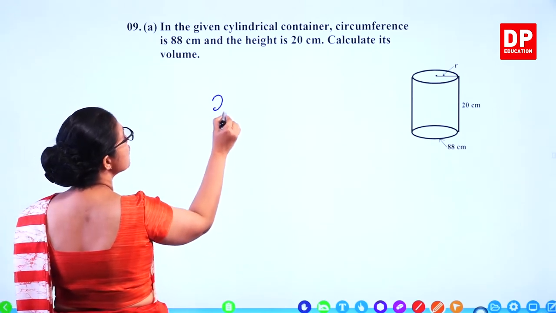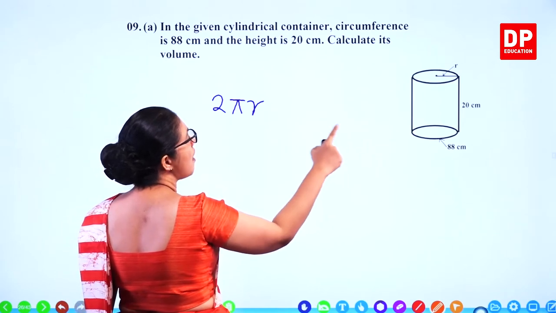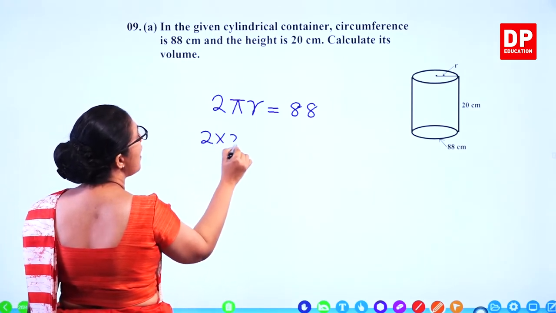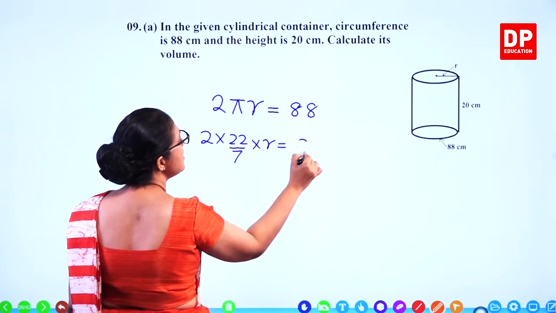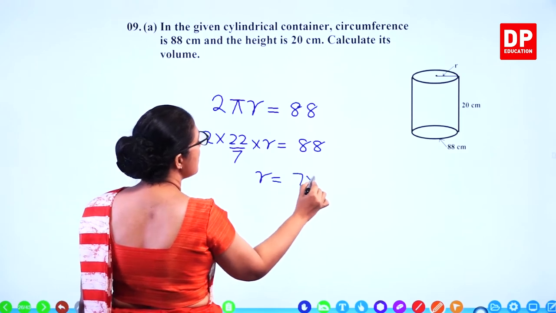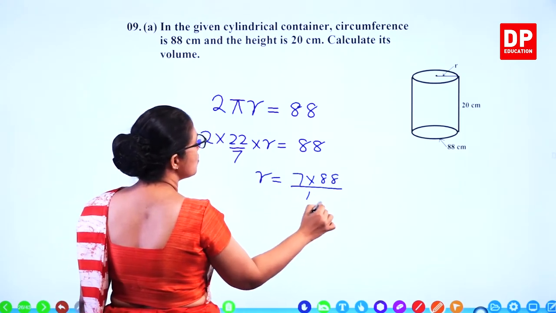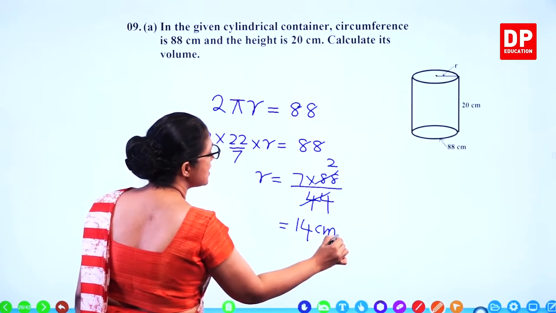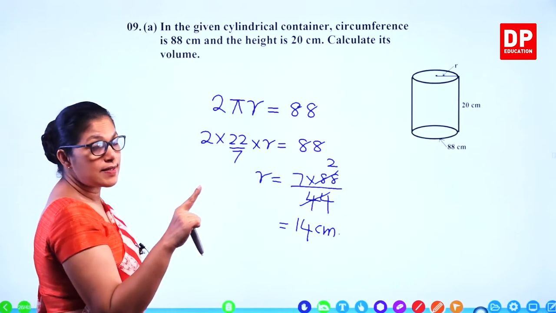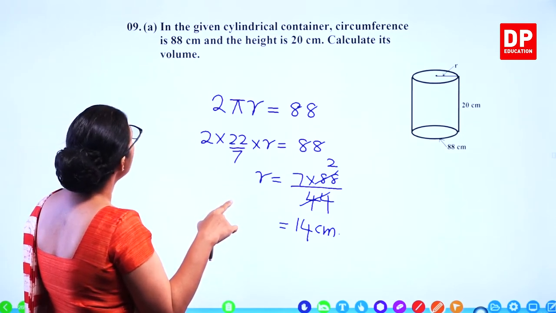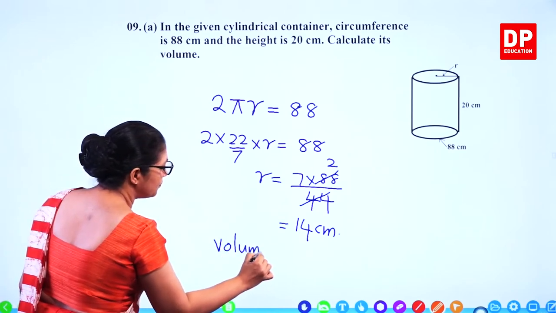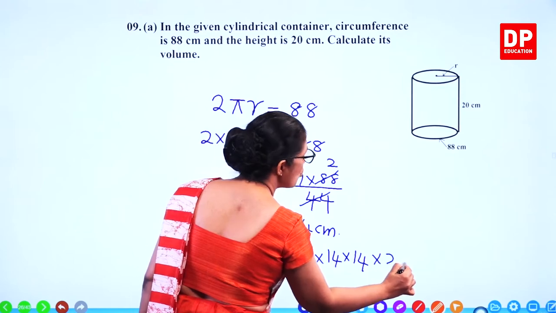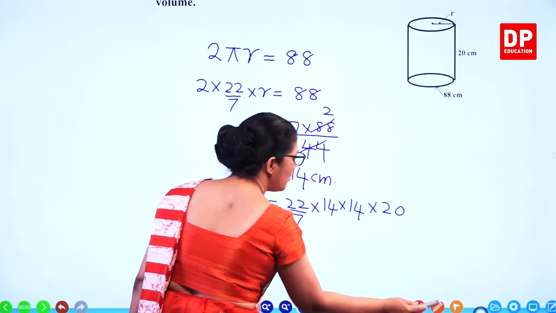You can use the circumference formula, 2 pi r. Circumference of a circle, 2 pi r is equal to 88, and you can find out r. 2 times pi, you can take 22 over 7, into r equals 88. So what is r? 7 times 88 divided by 2 times 22 means 44. This becomes 2. 7 times 2, 14 centimeters is the radius of the base of the circle. And volume, we need volume. Pi, 22 over 7, r squared, 14 into 14 into h.